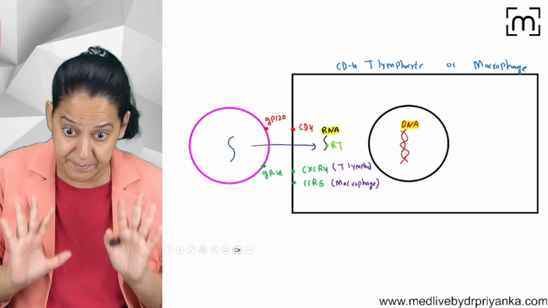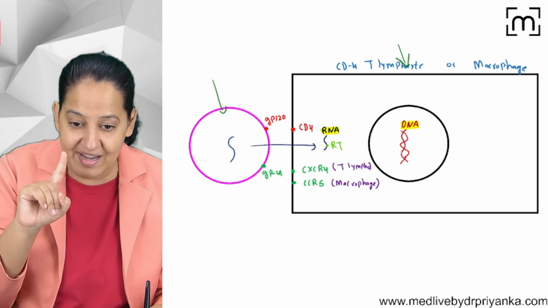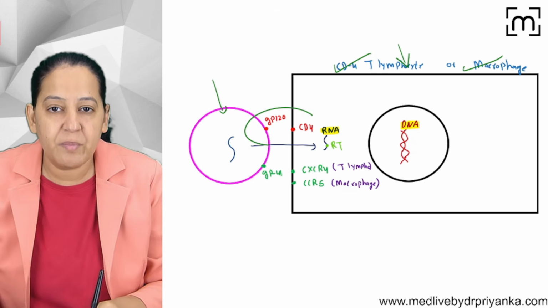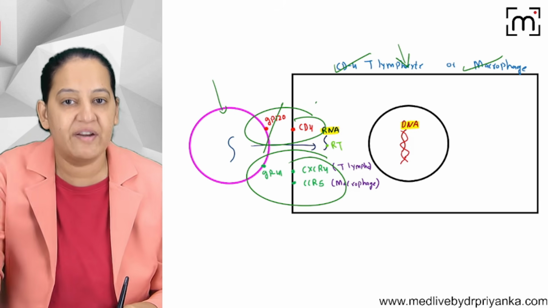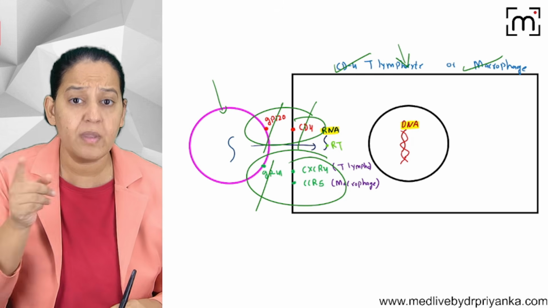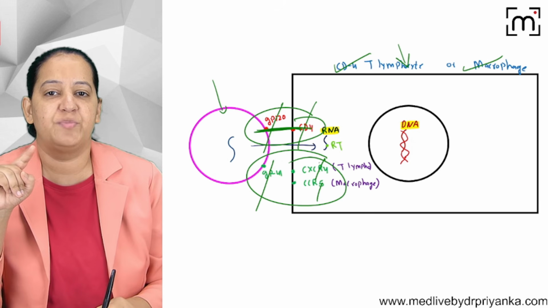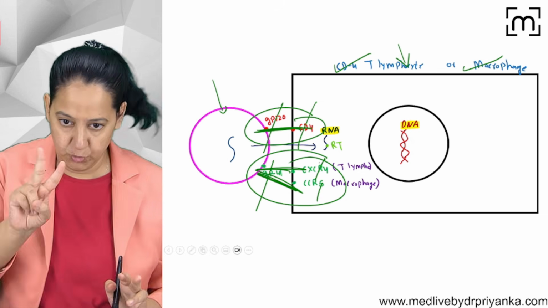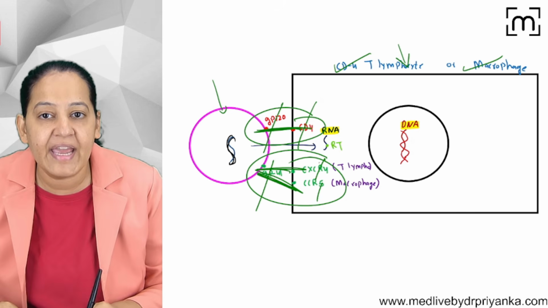I hope everyone got it. I'm repeating. As soon as the HIV virus comes in contact with the host cell, a human CD4 lymphocyte or macrophage, first attachment takes place, then fusion takes place. For attachment, glycoprotein 120 of the virus binds with the CD4 receptor of the host cell. For fusion, glycoprotein 41 of the virus binds with CXCR4 or CCR5 of the host cell. So this is responsible for attachment and this one is responsible for fusion. Attachment done, fusion done.